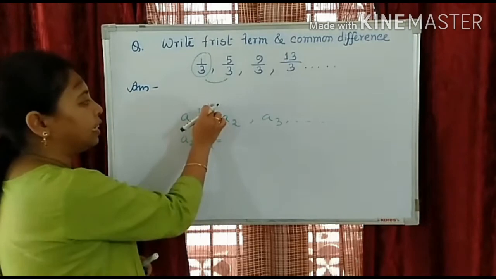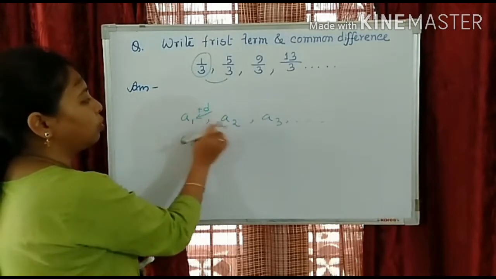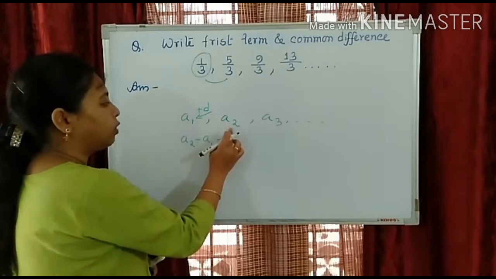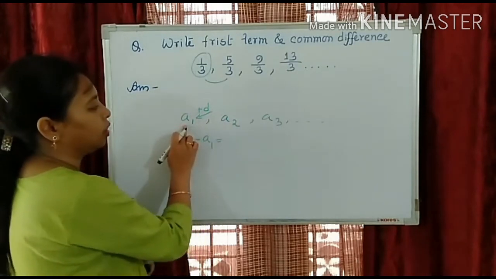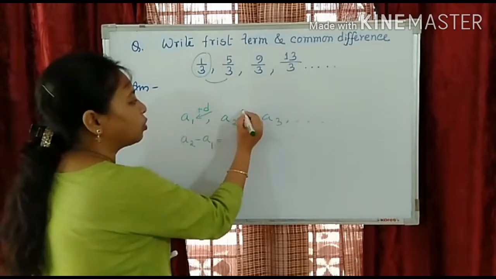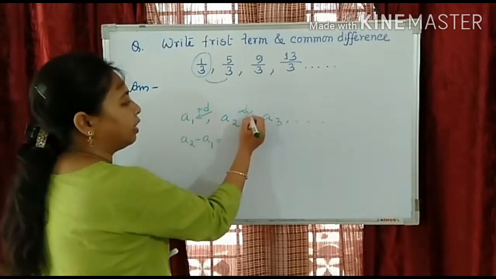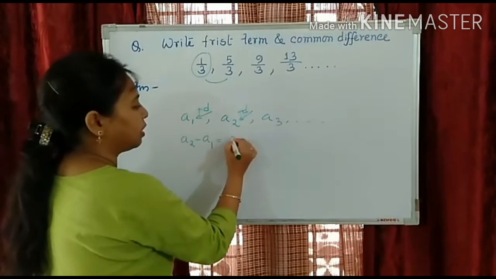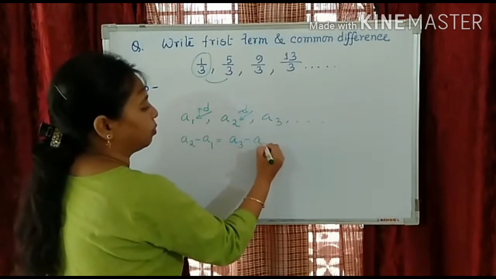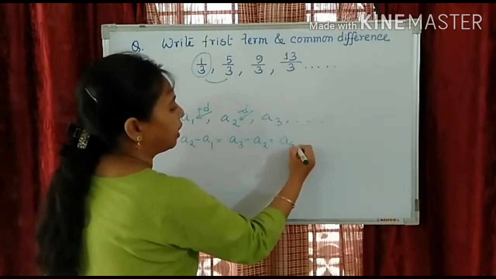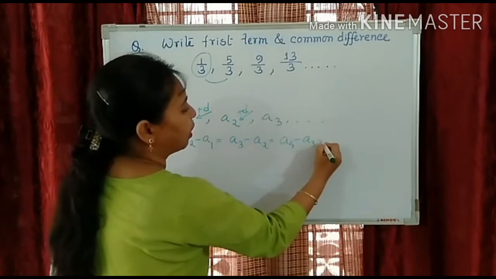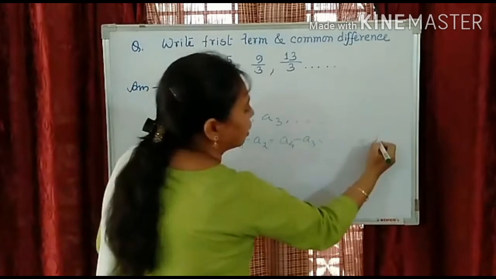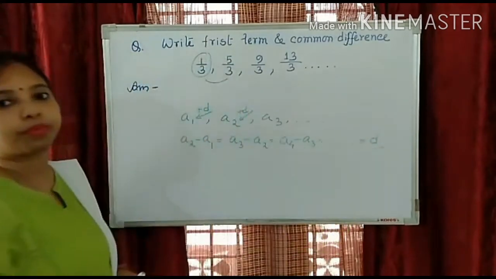So to get D, the fixed value, don't do A1 minus A2 like this. You have to do A2 minus A1, and you will get D. Here also the fixed value we have added to get A3, so here also you have to do the same, A3 minus A2. Then A4 minus A3, in this way. Ultimately, for every difference, you will get the fixed value D.